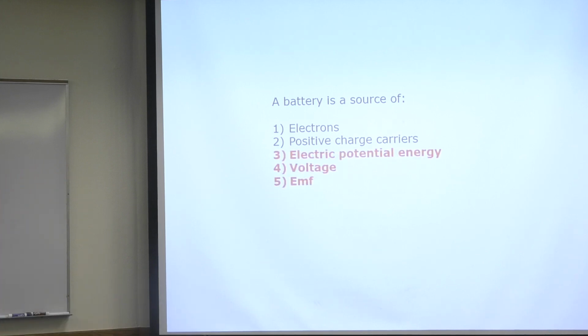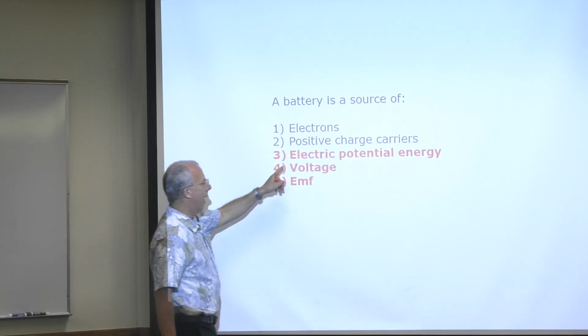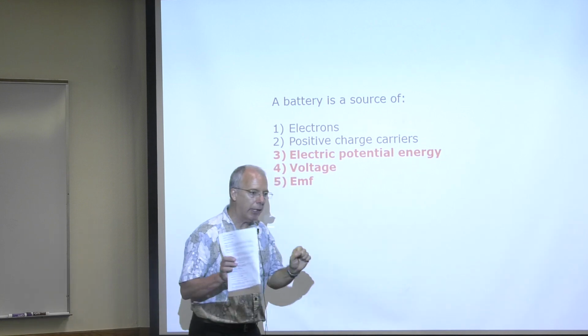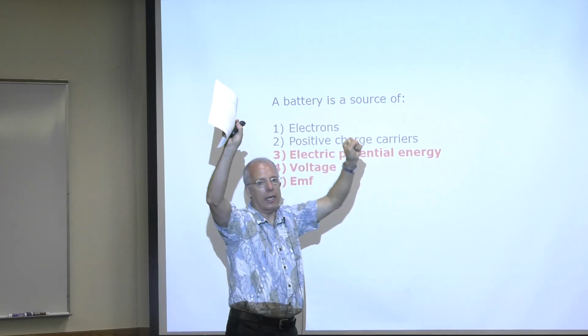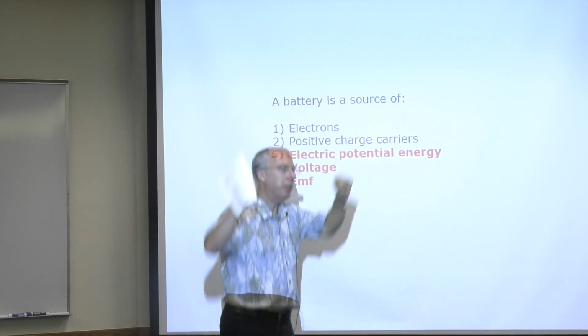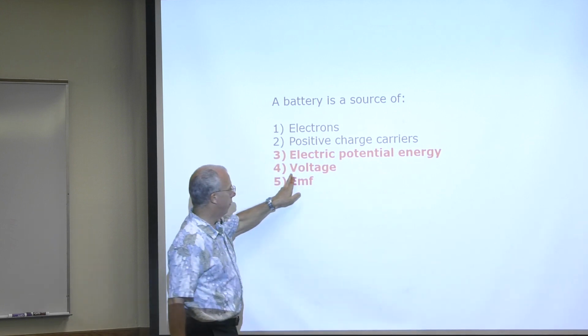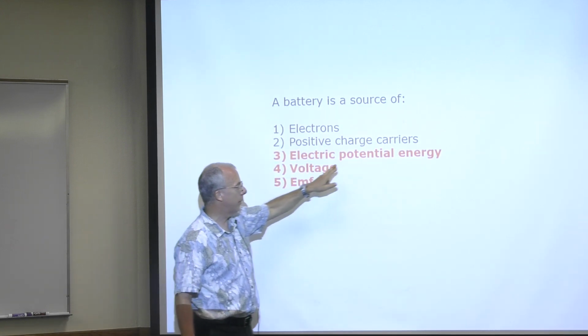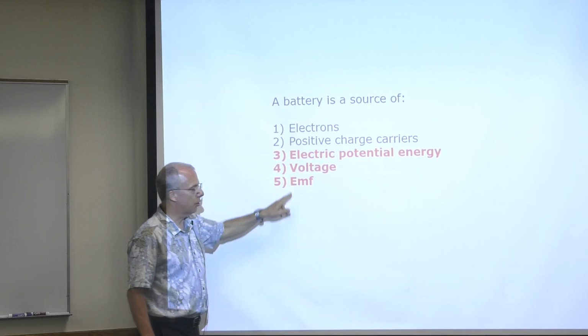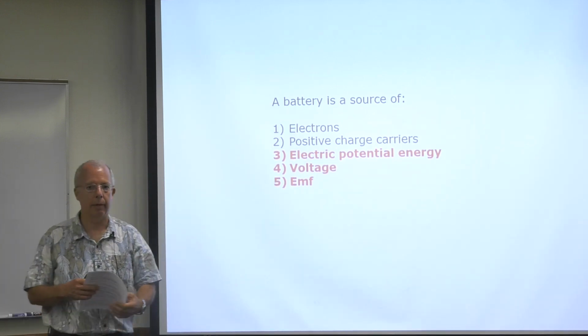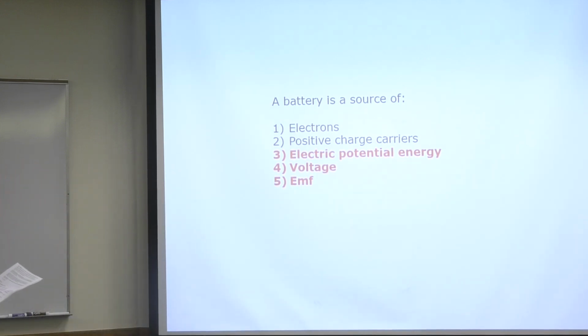So what's a battery a source of? Well, all three of the last three. Electrical potential energy: the battery gives those charge carriers energy, just like lifting weights gives the barbell potential energy. It's a source of voltage, because voltage is related to potential energy. And you can say it's a source of EMF. So there you go.